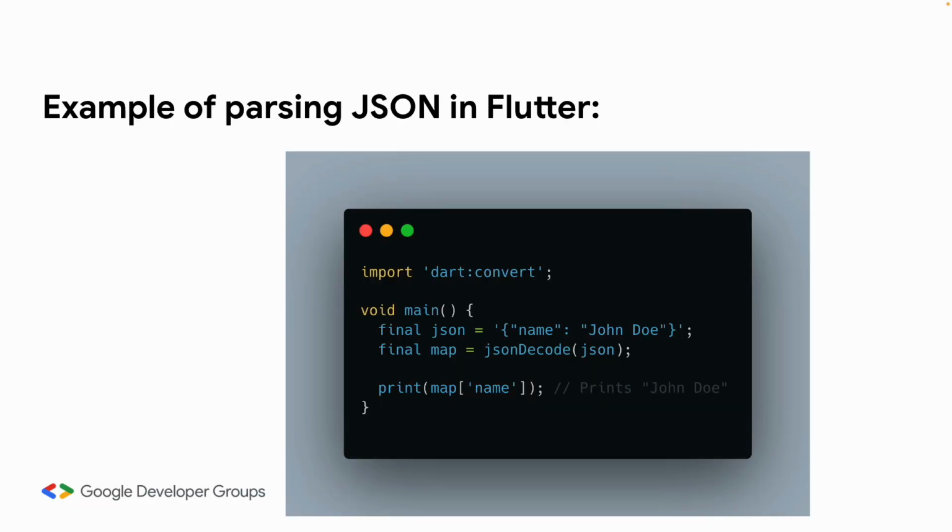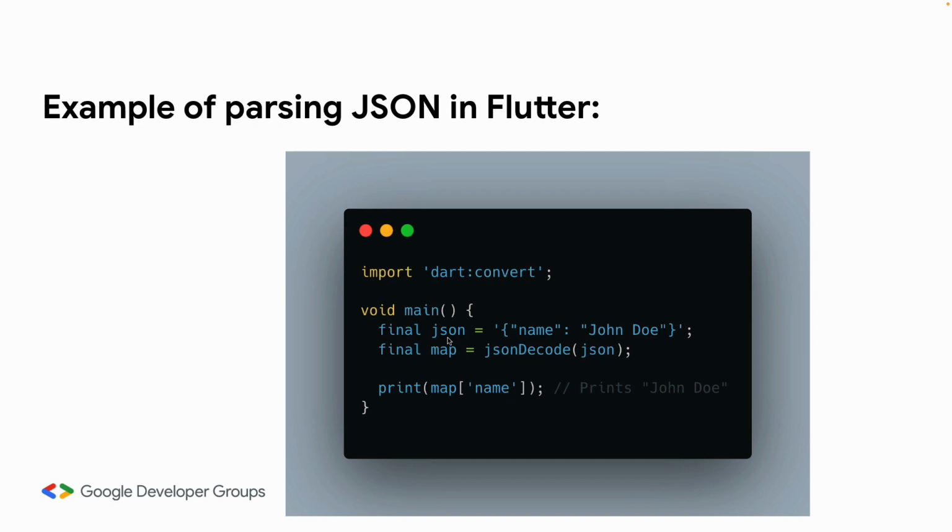Now let us look at an example. In order for you to parse JSON data, first of all, you need to import the convert API. This particular package or library helps you to convert one format to another. So if the data coming from the server is usually a string, you basically use this package to convert it into a JSON format.